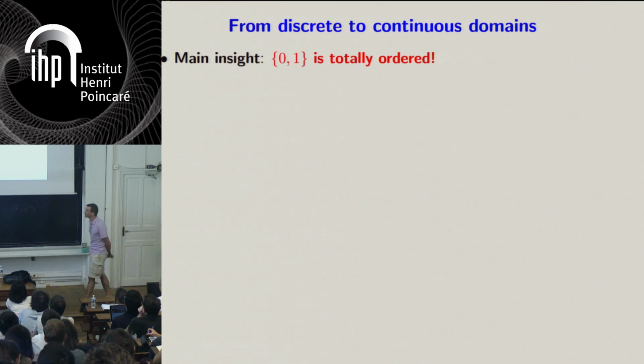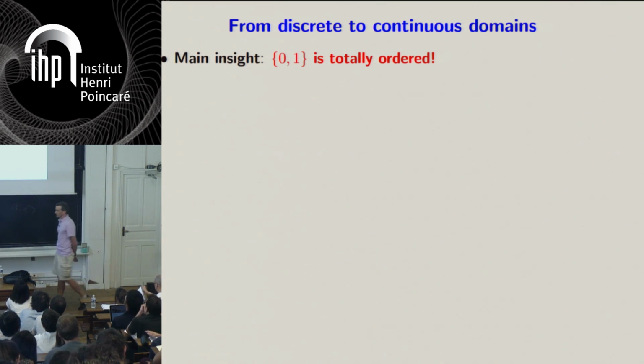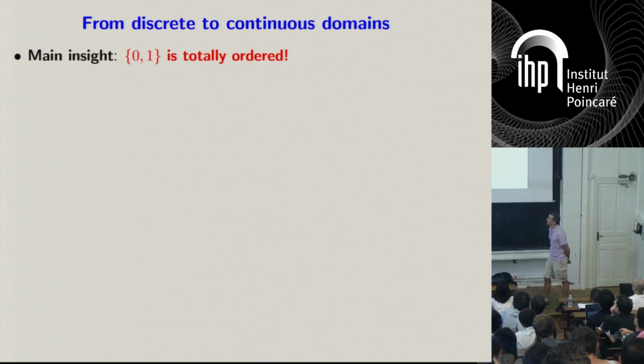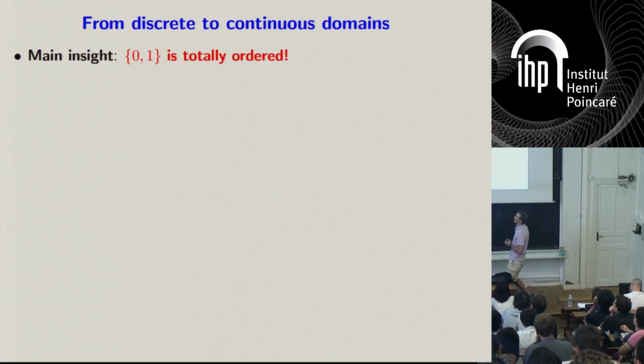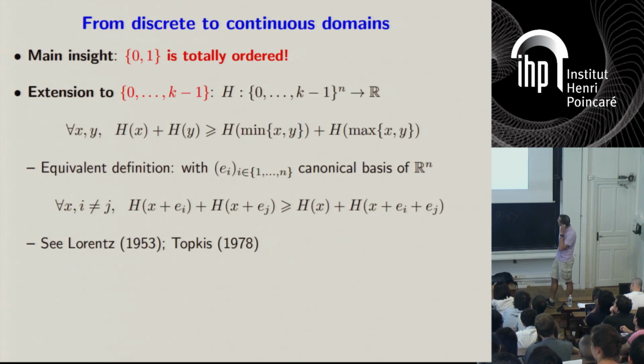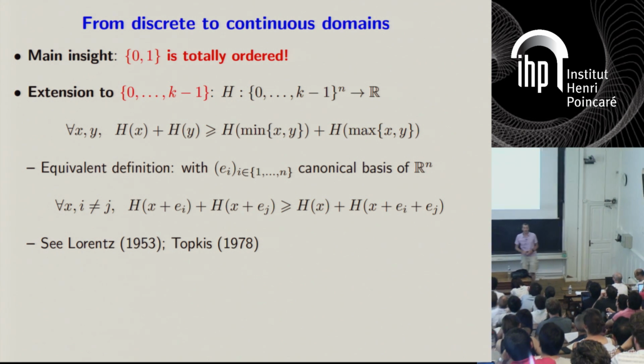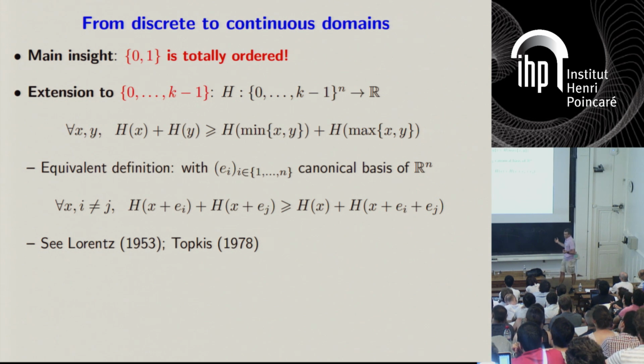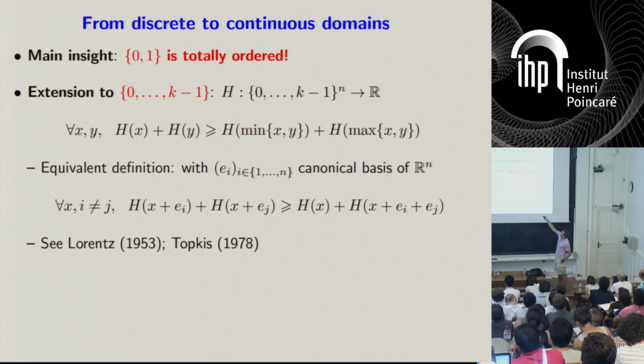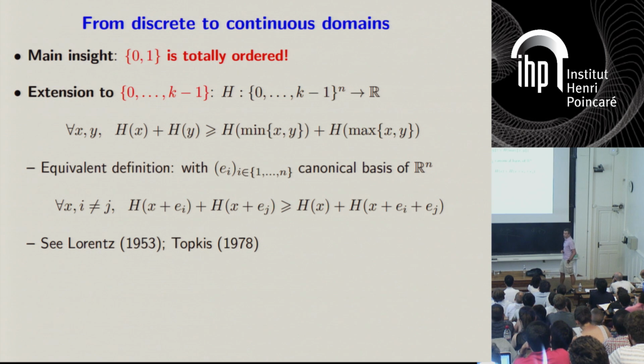And my goal in the next 20 minutes is to show that this is indeed the case. The only thing that we need is the fact that we have a totally ordered set. And the way to do it is by extending it to more general totally ordered sets. So let's first look at the first extension, when you go from {0, 1} to the set with k elements, not only 2, from 0 to k minus 1. And you can define submodular functions in exactly the same way by taking x and y in that set, taking the pointwise minimum there and the pointwise maximum over there, and you get the exact same definition.